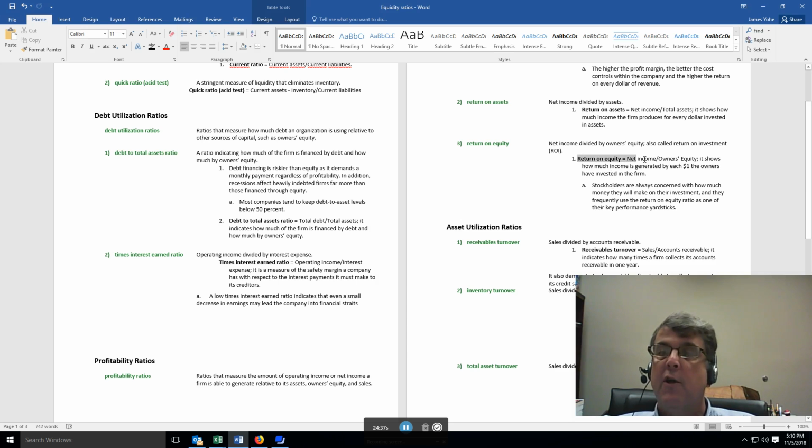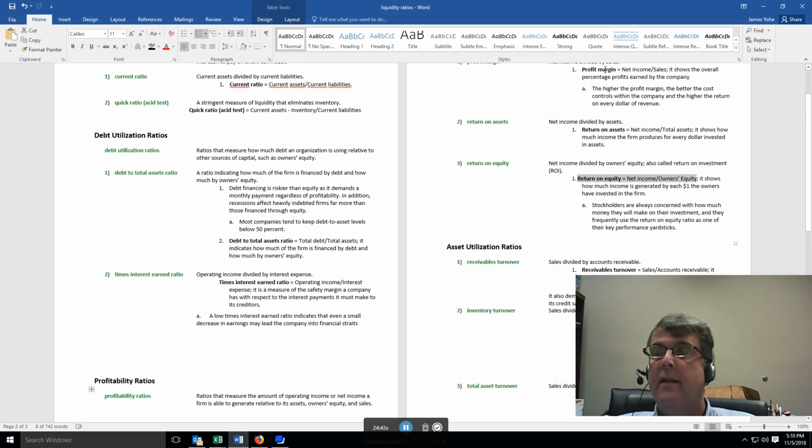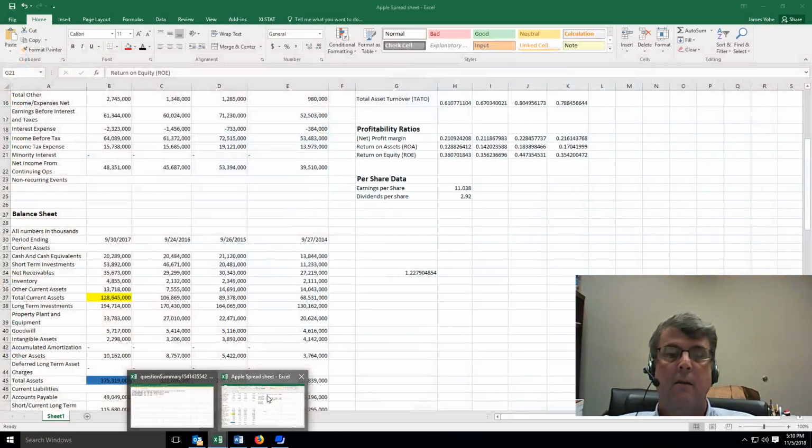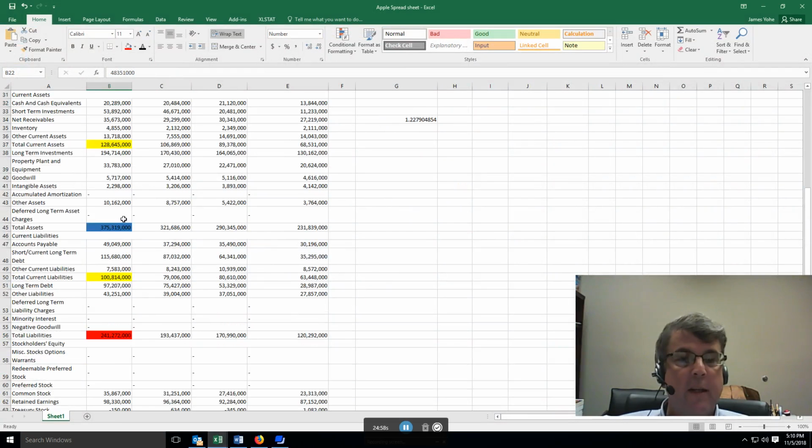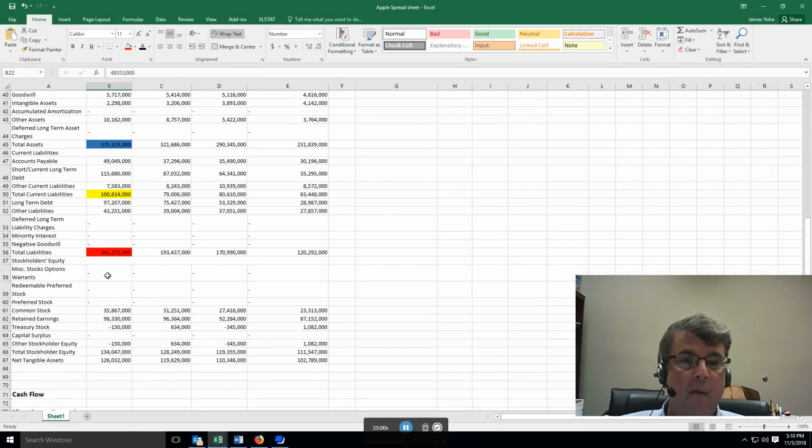Okay, so return on equity is net income divided by owner's equity. So here we divided net income by assets, that's return on assets. Net profit margin, net income divided by sales. Now we're going to take net income and divide it by owner's equity. Going back here, we've got net income. Owner's equity is going to be down here at the bottom.